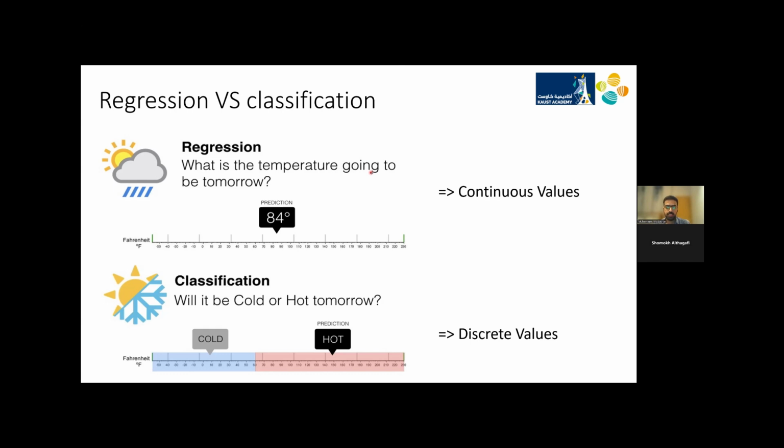Or we can have any other type of classification. For example, we give the model some image of a fruit and we have some specific categories, whether this is an apple, a banana, or an orange. You can have any number of classes. The minimum is that you have two classes, and that is called binary classification. If you have more than two classes, this is called multi-class classification.